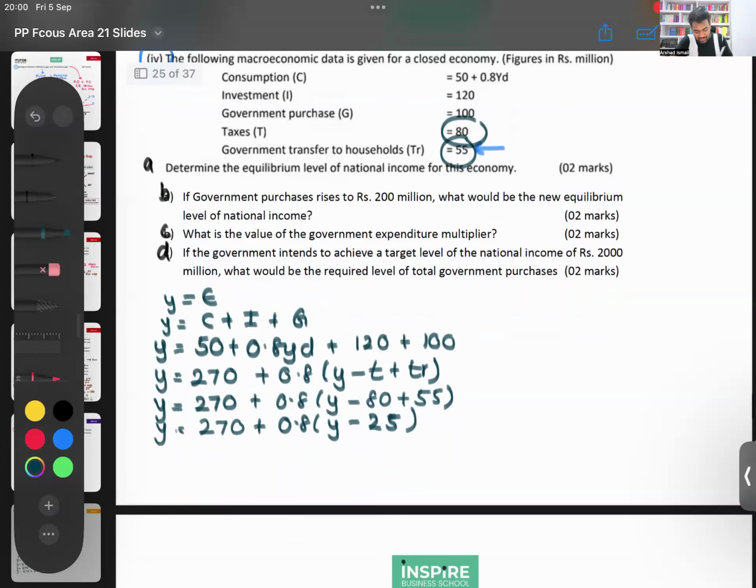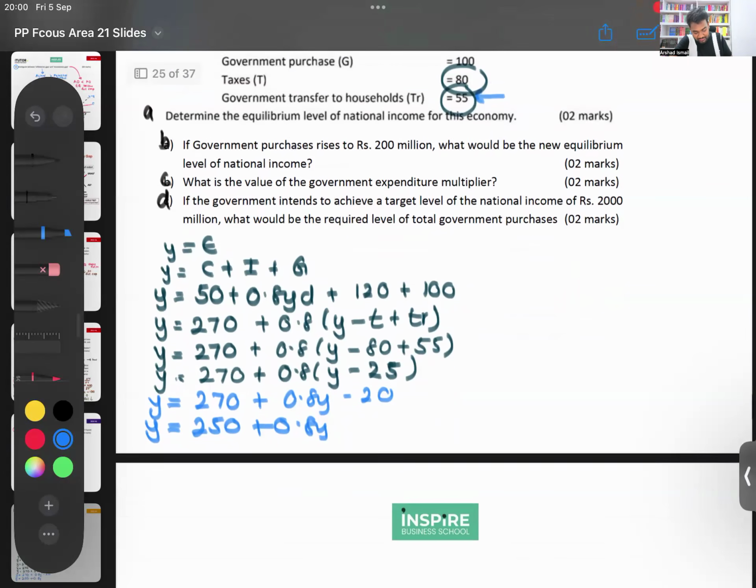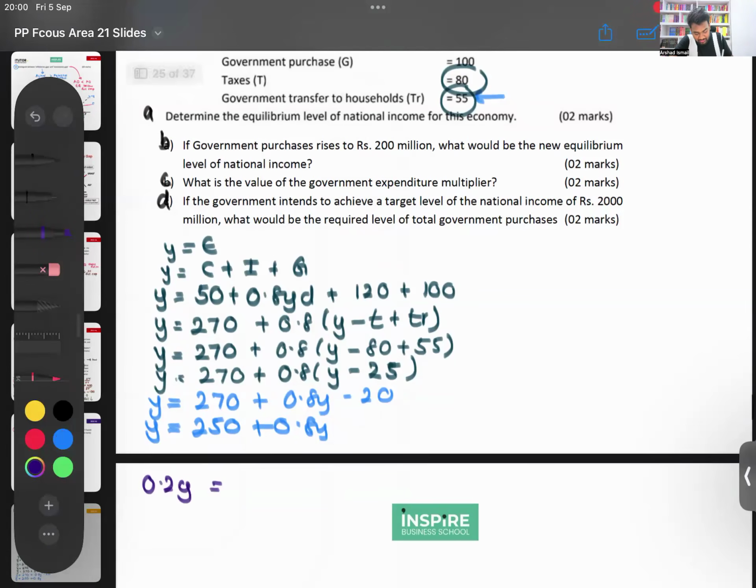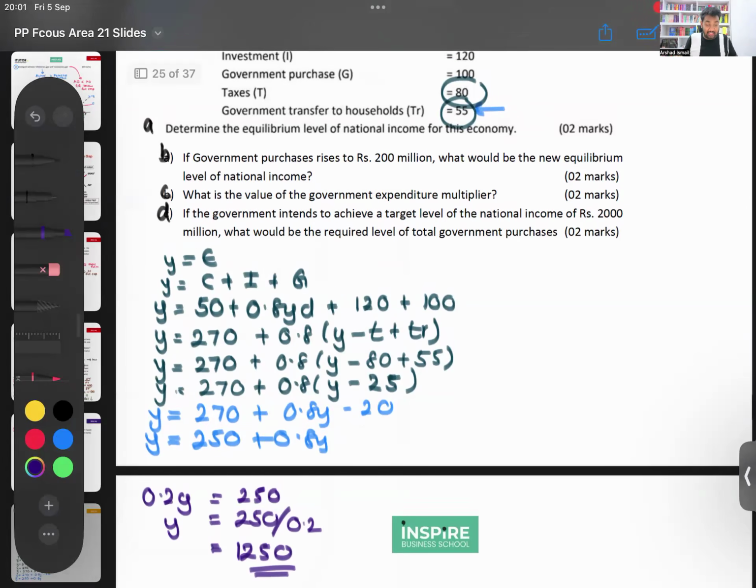Now open the bracket. Now it's easy. Y is equal to 270 plus 0.8 into Y, 0.8Y. 0.8 into minus 25 is minus 20. Then 270 minus 20 is 250. So Y equals 250 plus 0.8Y. Then you bring this onto this side and you get 0.2Y equals 250. Y is equal to 250 divided by 0.2. You get 1250. If you got that answer, part A, equilibrium, is correct.